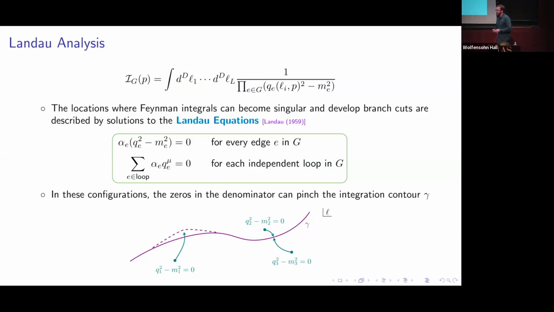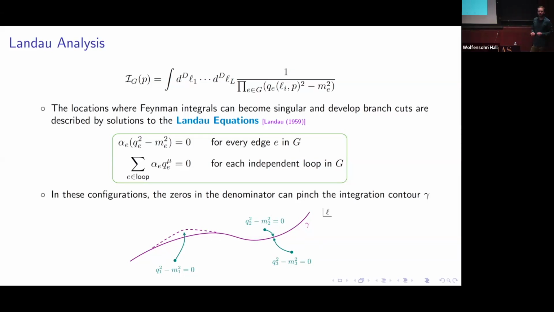So if we want to understand where these types of integrals become singular, our starting point is going to be the Landau equations, which were written down over 60 years ago and which describe a necessary set of conditions for such singularities to arise. And the picture we should have in mind when we think about the Landau equations is the following. The picture shown here, where I've depicted the space of integration variables, the loop momenta, where we're integrating over some contour gamma, and we have some singular surfaces in this space associated with where the propagators vanish. So these are some on-shell surfaces.